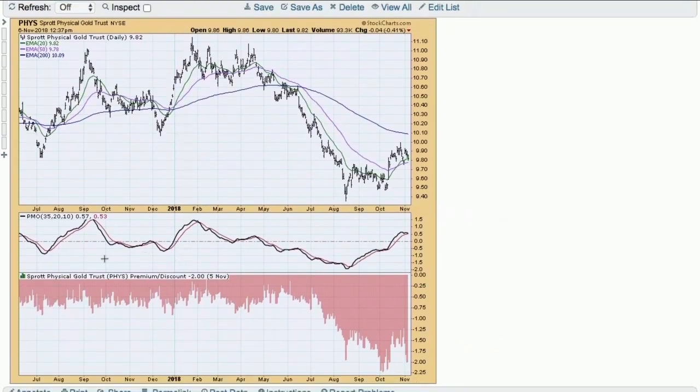And here's the information that I follow most closely, that premium discount. Right now, you can see discounts are moving higher. That means that sentiment is bearish right now for gold. And when you see bearish sentiment being contrarian, you should expect a bullish move from that. Now, of course, I'm looking at the PMO for the Sprott Physical Gold Trust, and it is now in decline.